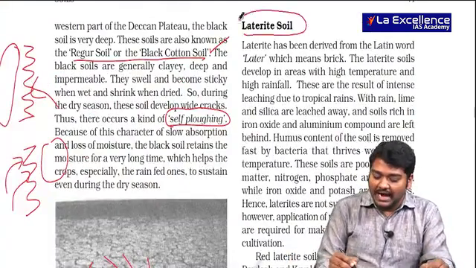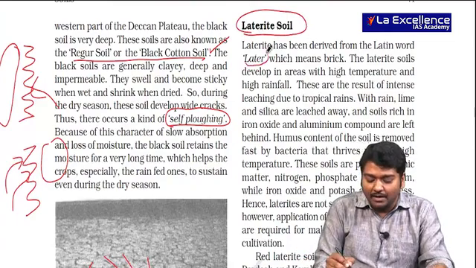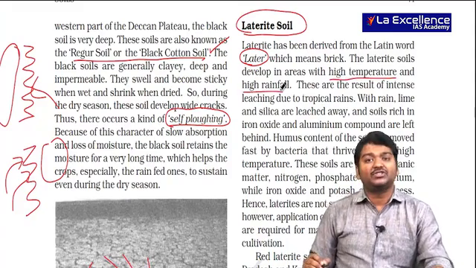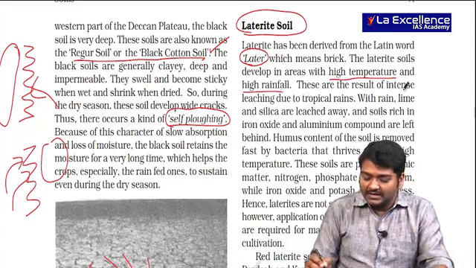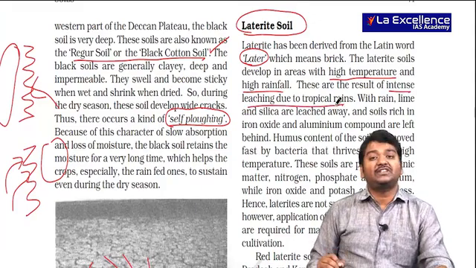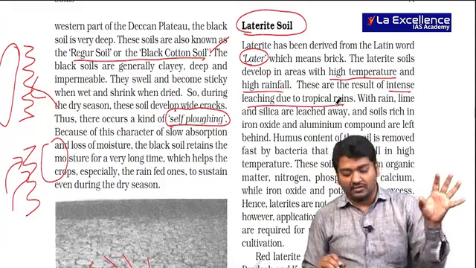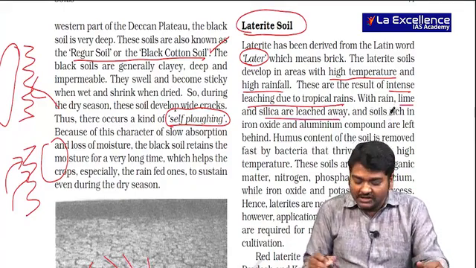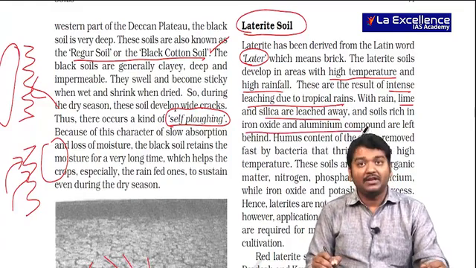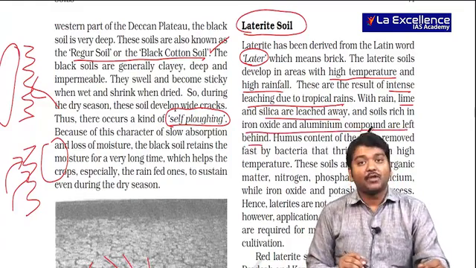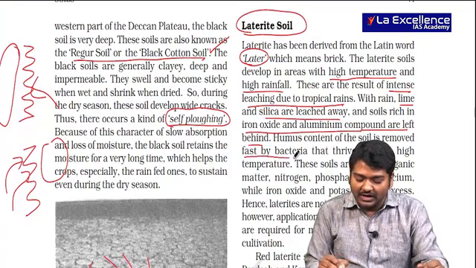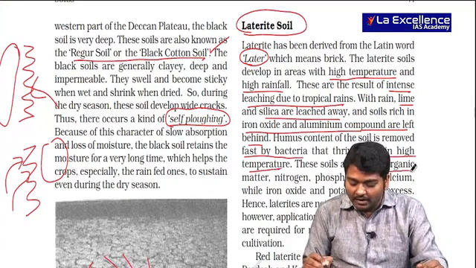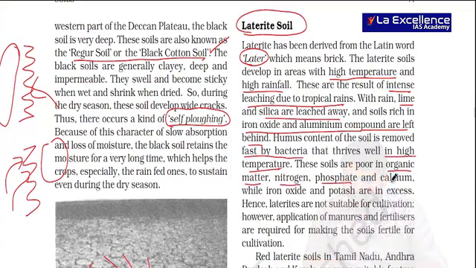Then we need to look at the laterite soil. Later means brick. The laterite soil develops in regions of high temperature and high rainfall. These are the result of intense leaching which takes place in the tropical rain forests. With rain, lime and silica are leached away and soils become rich in iron oxide and aluminium compounds which are left behind. Humus content of the soil is removed fast by the bacteria that thrive in the high temperature. The soils are poor in organic matter, nitrogen, phosphate and calcium.